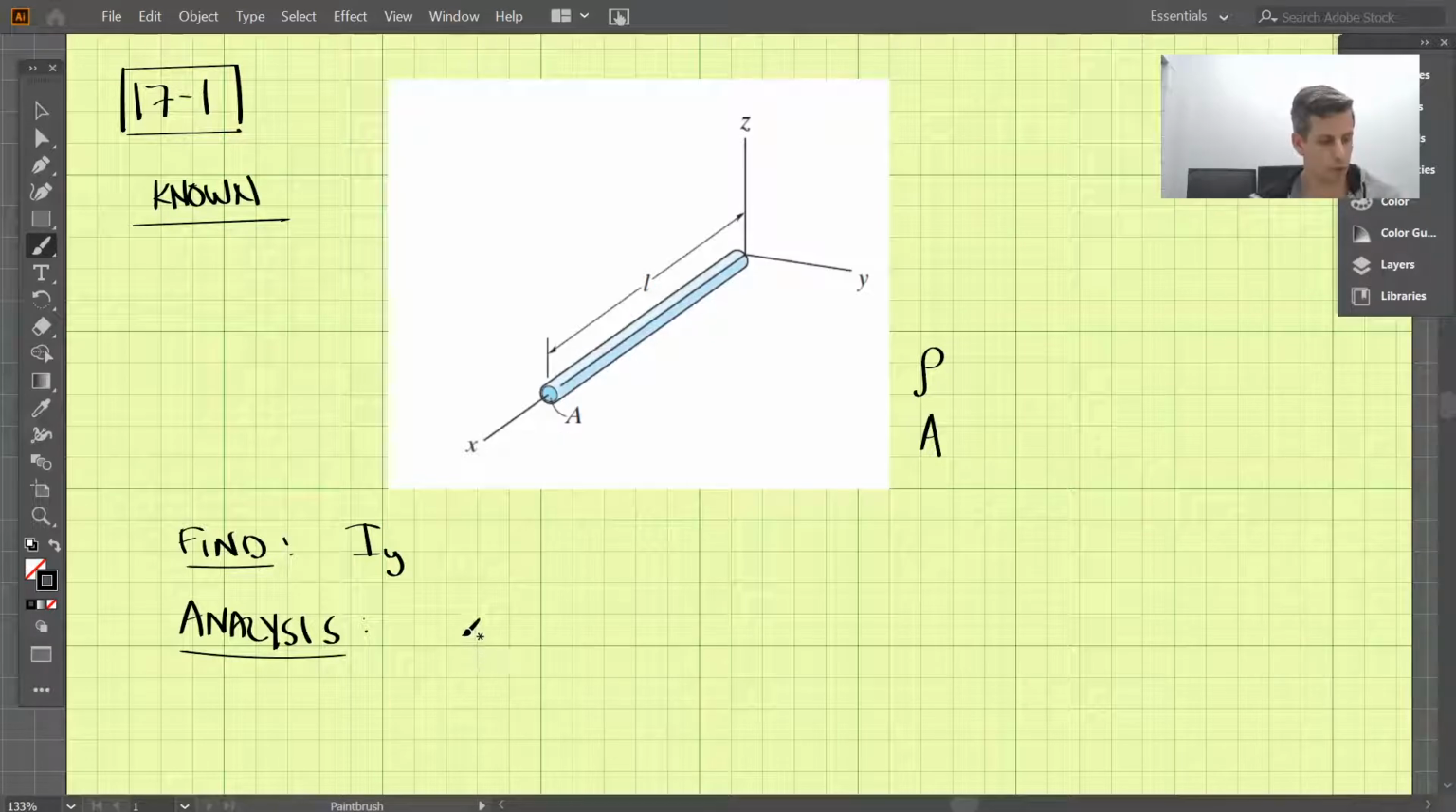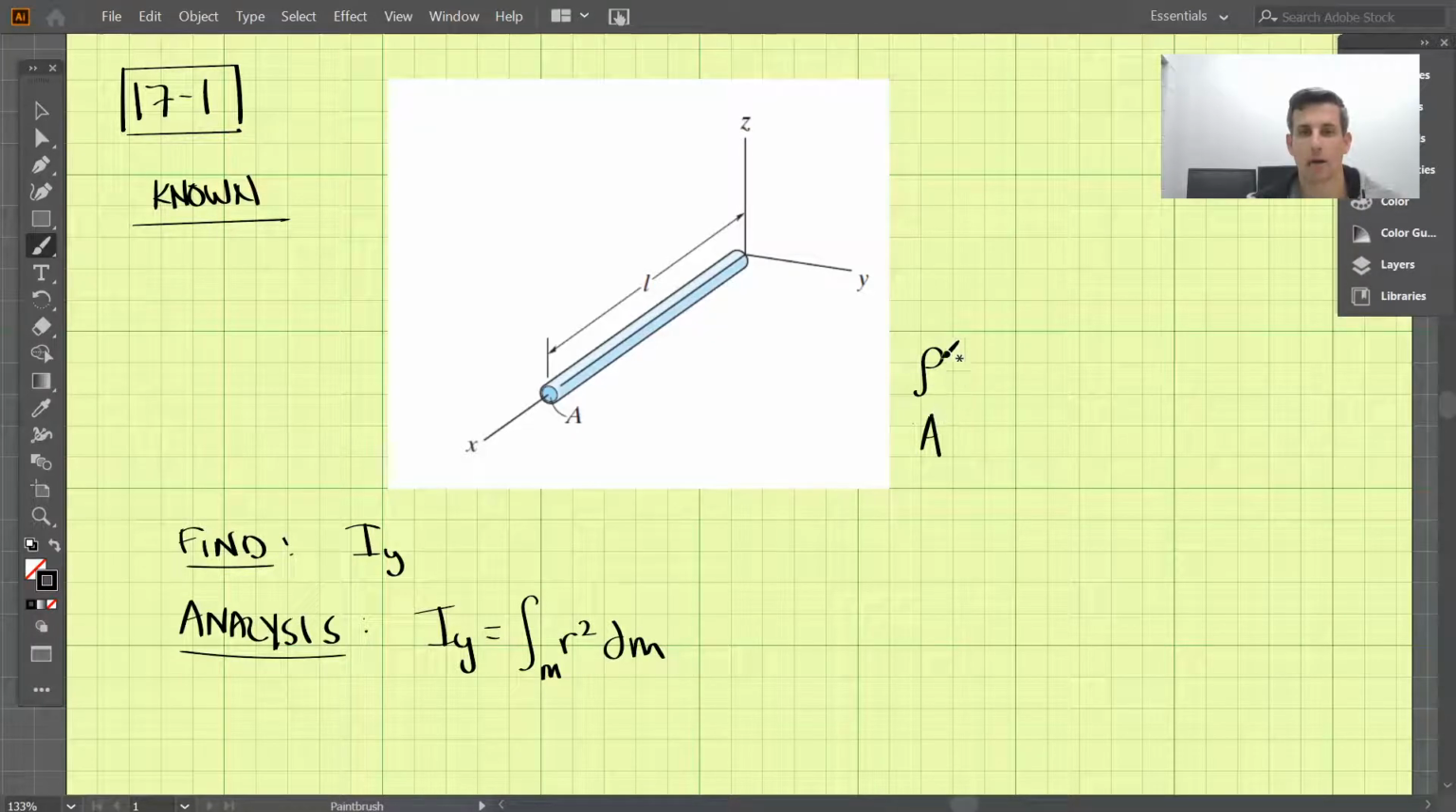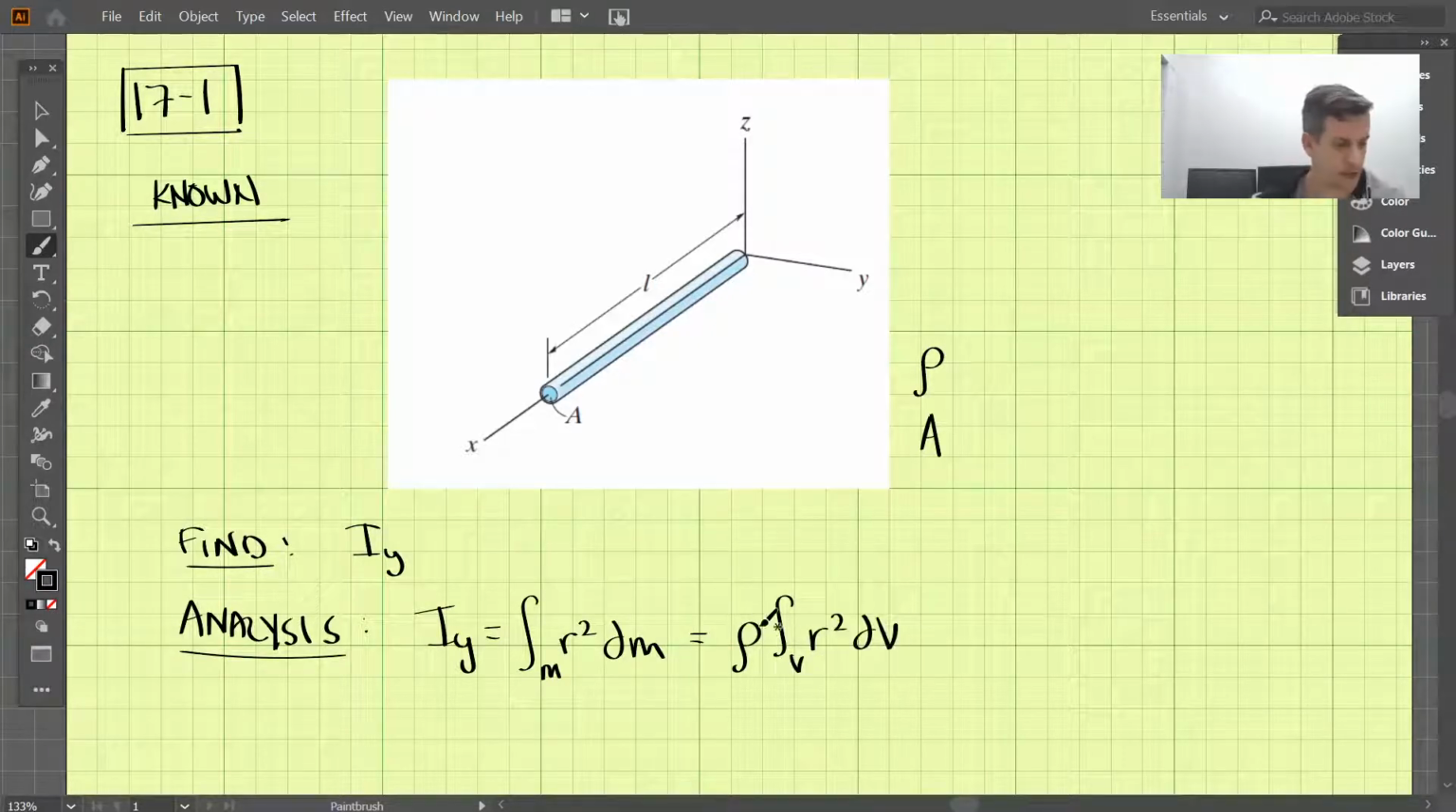And so what we're doing here is using our equation Iy is equal to the integral of r squared dm. Now remember, if rho is constant, we can pull that outside the integration and we get rho times the integral over the volume of r squared dV.